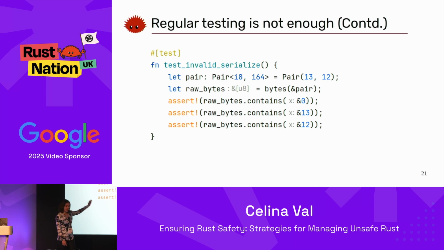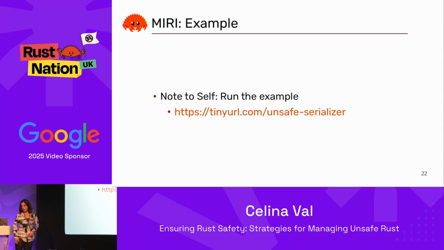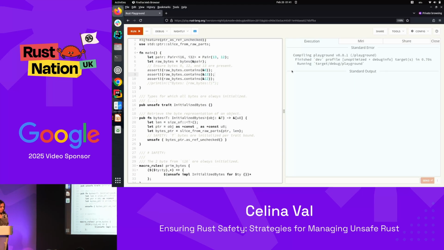So I create my unit test for this. I have a pair of i8 and i64, a random choice, and I put 13 and 12 there. Now I make sure my byte representation is correct. Do I have a 0 byte? Do I have a 13 byte? Do I have a 12 byte? Yes, good. I'm good to go. This is not necessarily the case. Let's look at what happens when we run this.